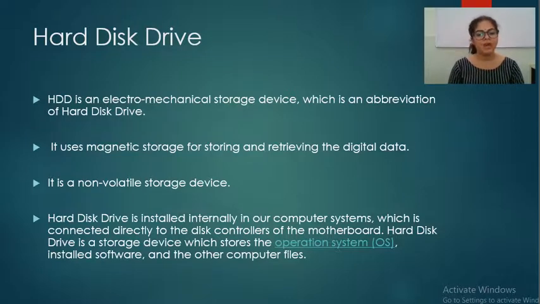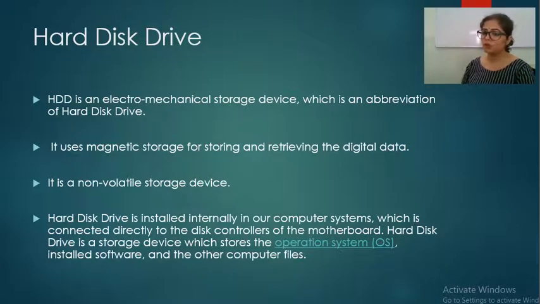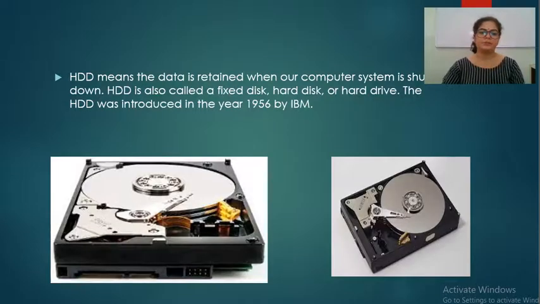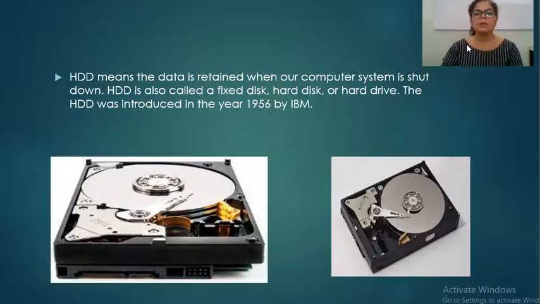So hard disk drive is a storage device which stores the operating system. It means your operating system is stored on the hard disk. All the installed software and other computer files are also stored on the hard disk. So hard disk is a very important part of the computer. Now look at the diagram. This is an example of a hard disk. Hard disk means that data is retained when our computer system is shut down.